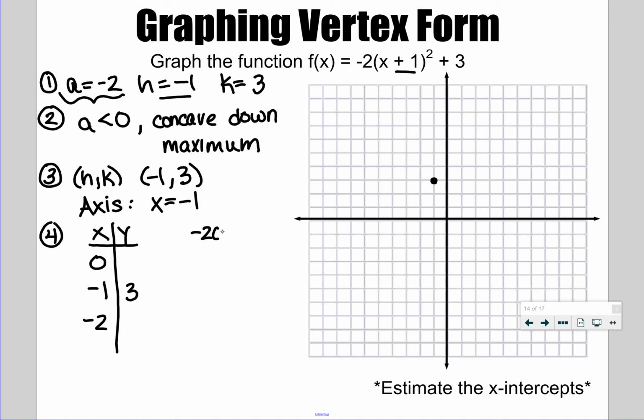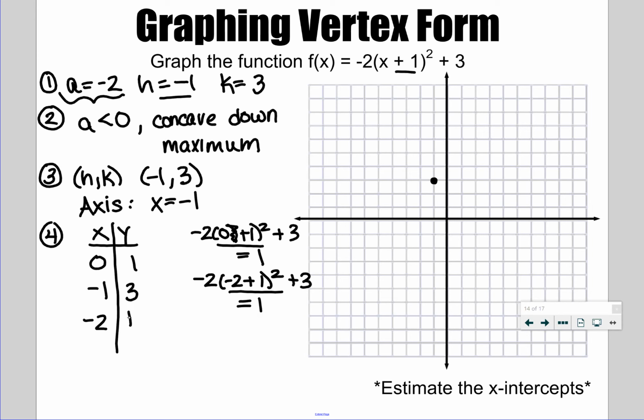If I plug in 0, 0 plus 1 squared, times -2, plus 3. 1 squared is 1, which gives me -2, plus 3 gives me a +1. And then if you plug in -2, -2 plus 1 is -1 squared, which is +1, times -2 is -2, plus 3 gives me 1.